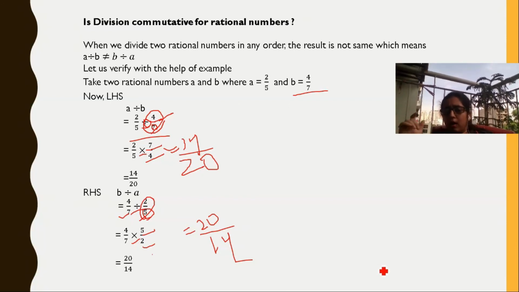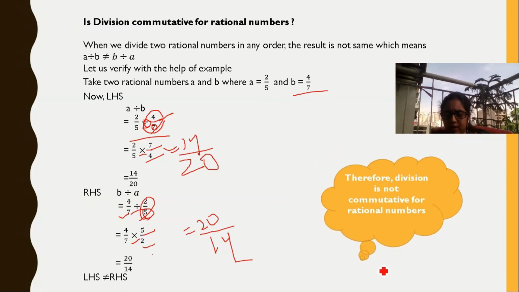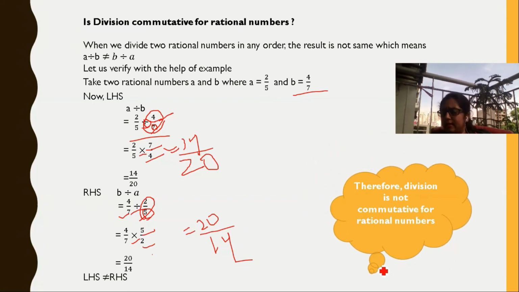When we solved the left hand side we got 14 upon 20, but when we solved the right hand side we got 20 upon 14. Now the left hand side is not equal to the right hand side, so we cannot say that division is commutative for rational numbers. Therefore, division is not commutative for rational numbers.